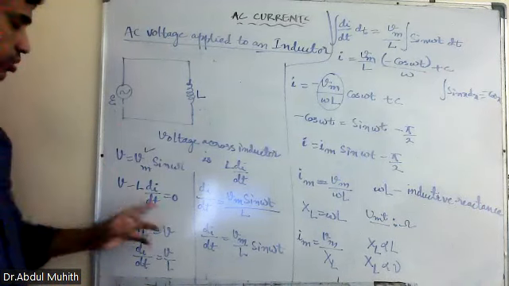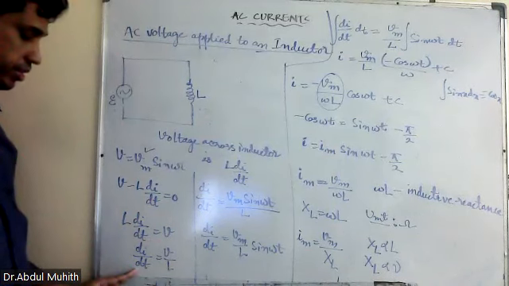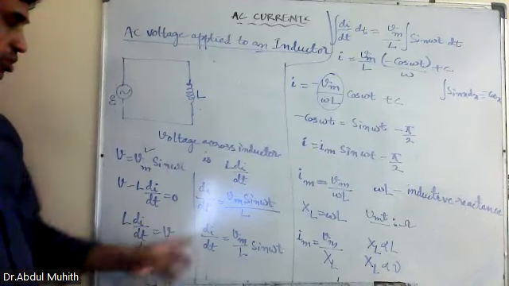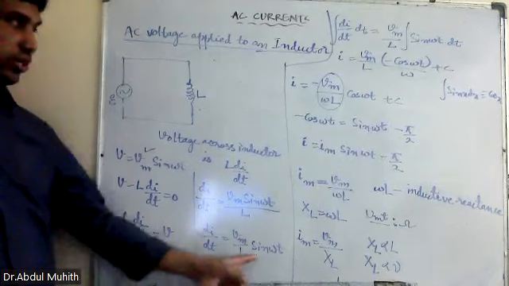Then we bring this to the other side, minus will become plus, then cross multiplied. di by dt is equal to V by L. V is equal to Vm sin omega t, so di by dt is equal to Vm by L into sin omega t.